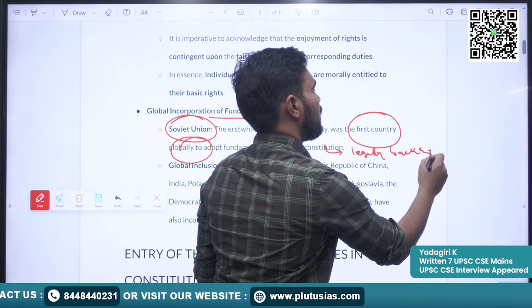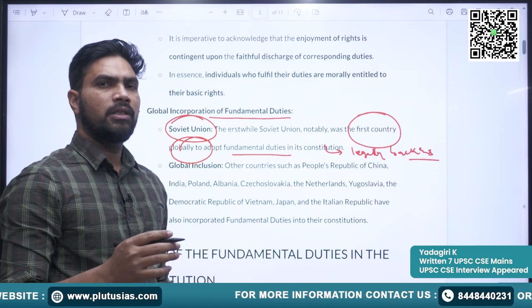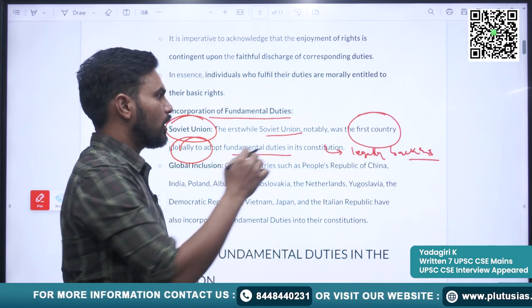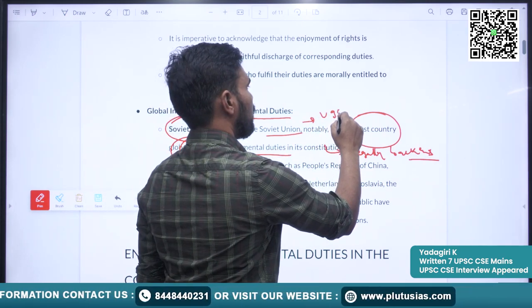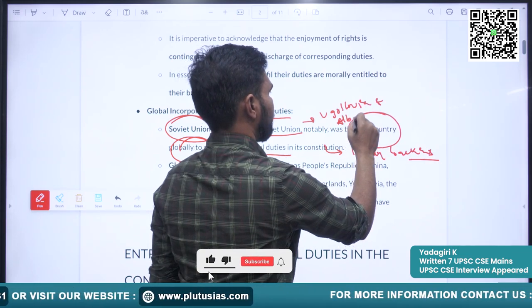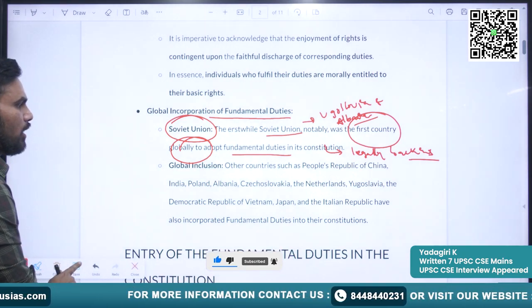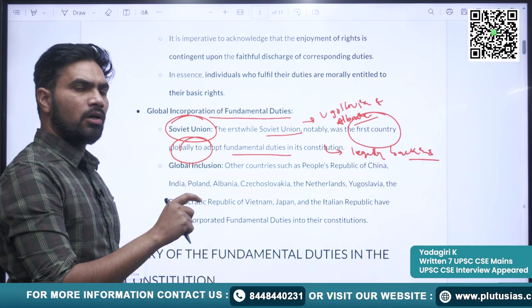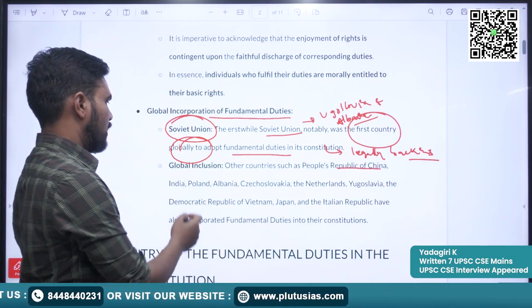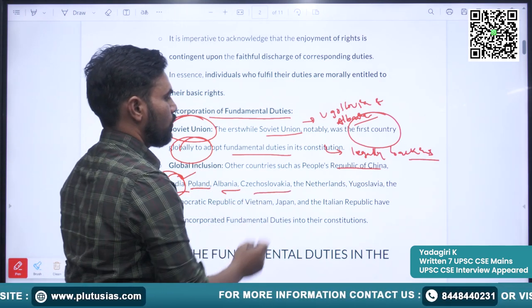Meaning if a citizen refuses to perform his fundamental duty, he can be punished under the law. So the Soviet Union is one of those countries, including former Yugoslavia and Albania. Right. Several other countries also incorporated the fundamental duties in their constitution. Some examples are People's Republic of China, India, our country is also there, Poland, Albania, Czechoslovakia, Netherlands.